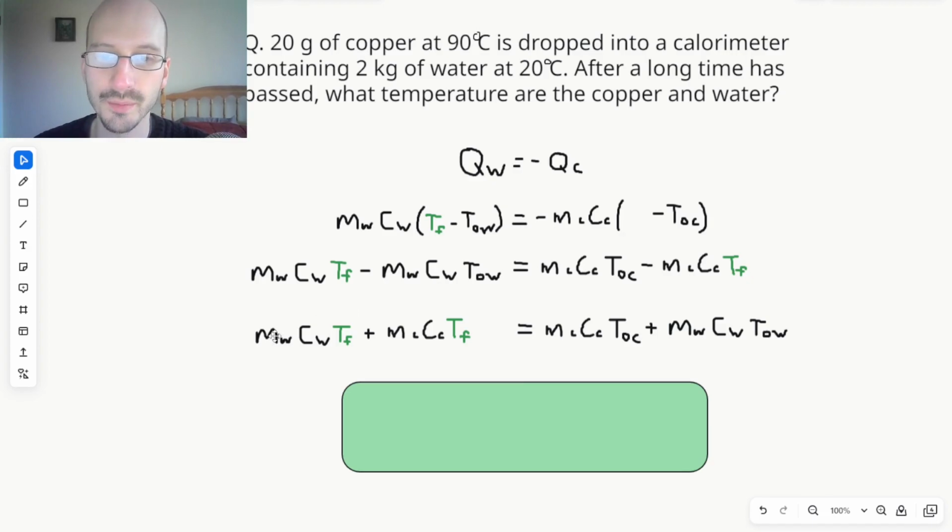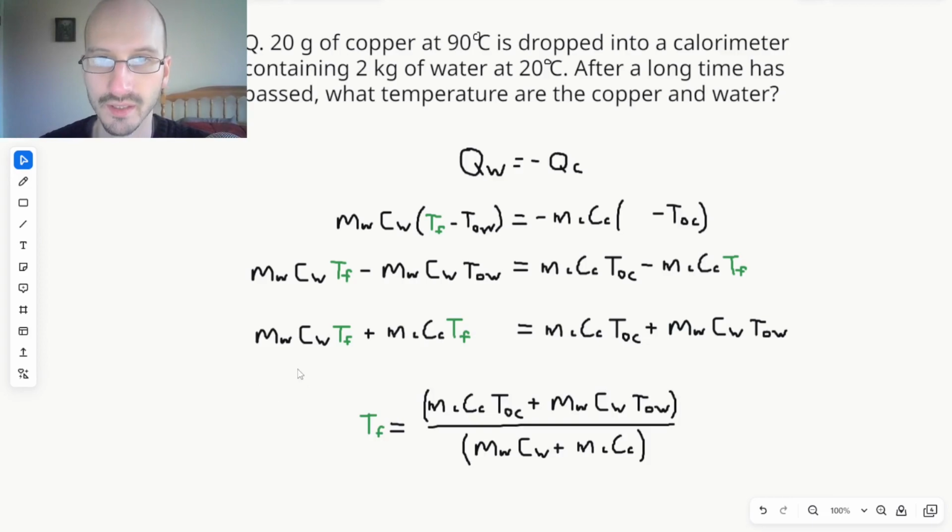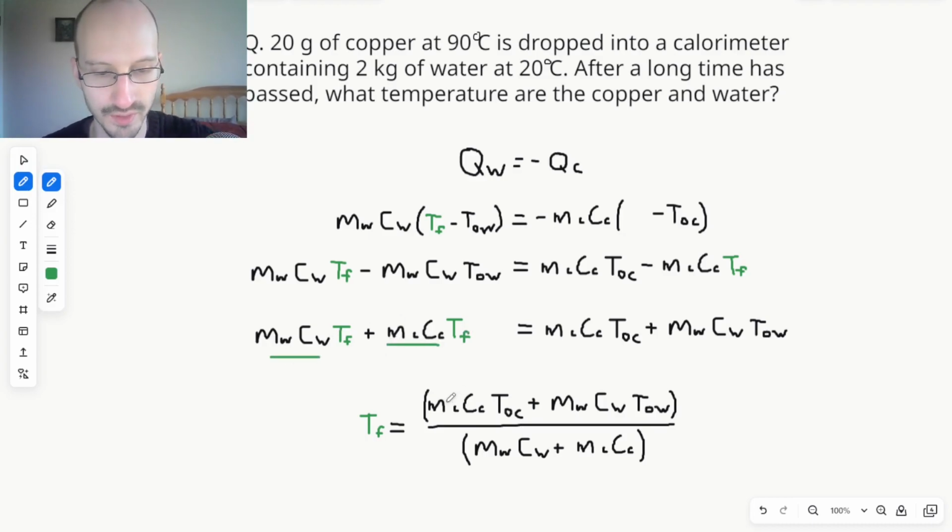So we get all the terms with the desired variable on one side and all the other terms on the other side. After that, we factor out T final and divide what's left to the other side. I guess I left out a step of the algebra. But essentially, we factor out the T final and then divide these terms inside parentheses to the other side. So this is the final relation for this particular problem.